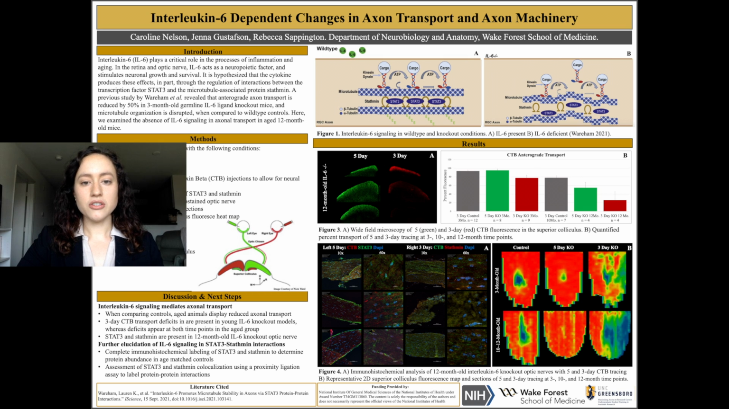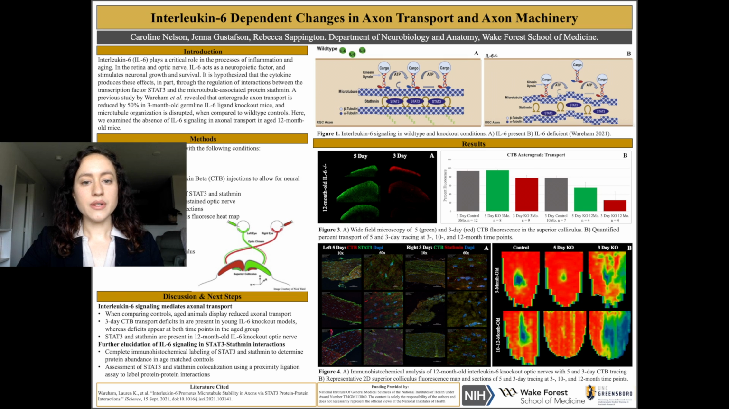In a paper published last year, the Sappington lab revealed that the cytokine is critical to the development of healthy retinal ganglion cells in young 3-month-old mice. In fact, it was determined that axonal transport of the neural tracer Cholera Toxin Beta from the retina to the superior colliculus was halved in IL-6 ligand knockout mice.